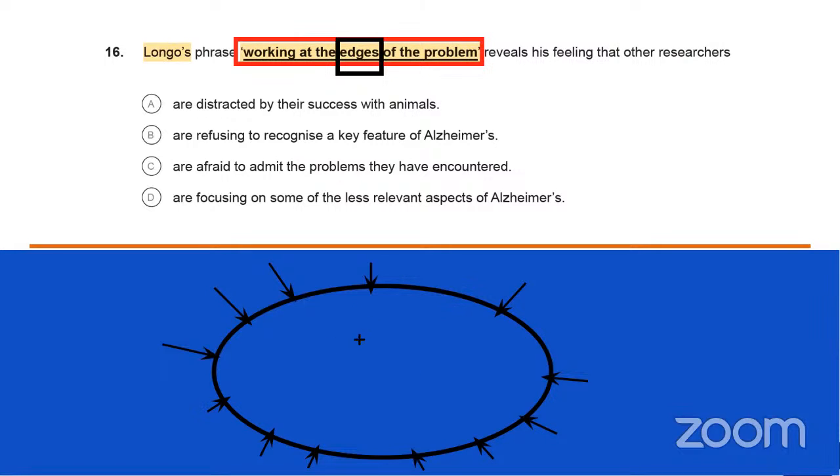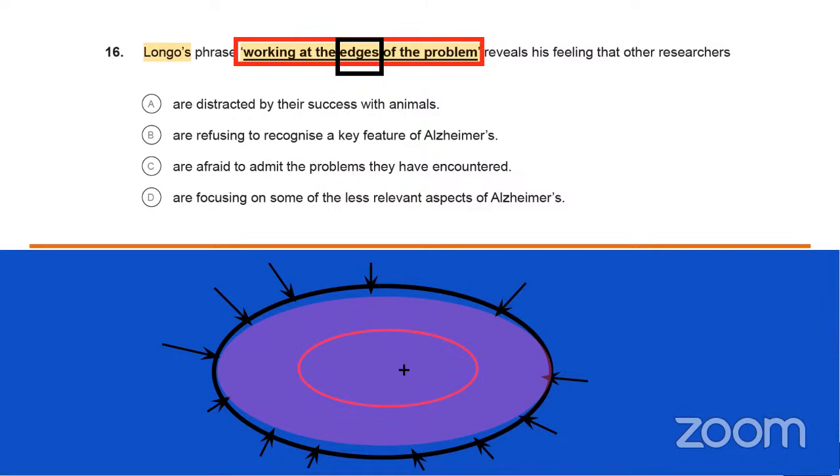Nobody is entering the main problem, the central zone. So edges only. Edges means corner. They are working in the edges. Why? That you have to understand. They are not going to the center. They are only working at the edges. Now, this complete part is an issue.